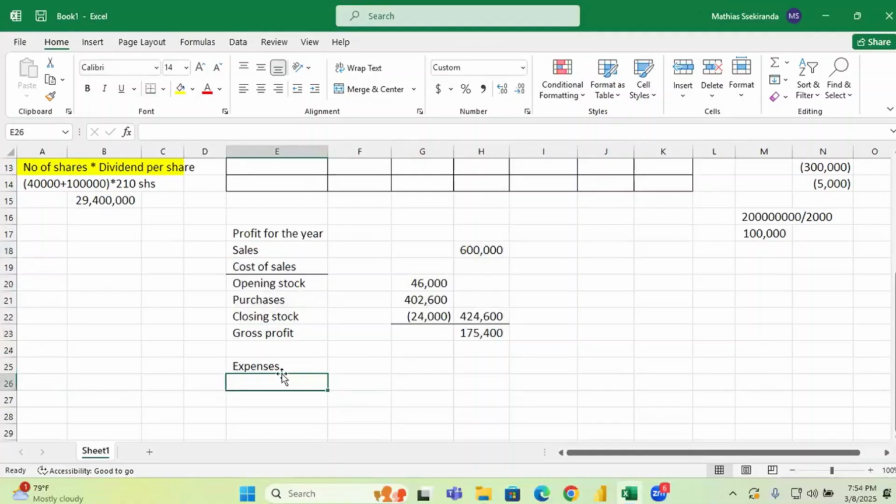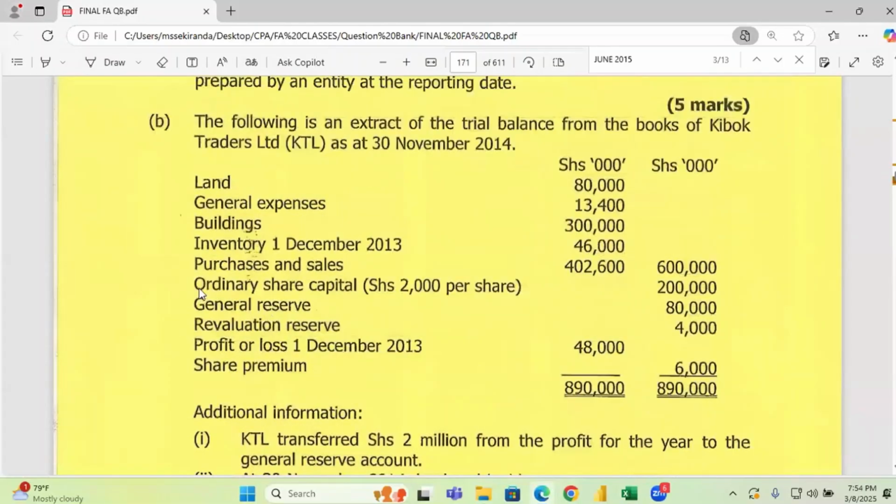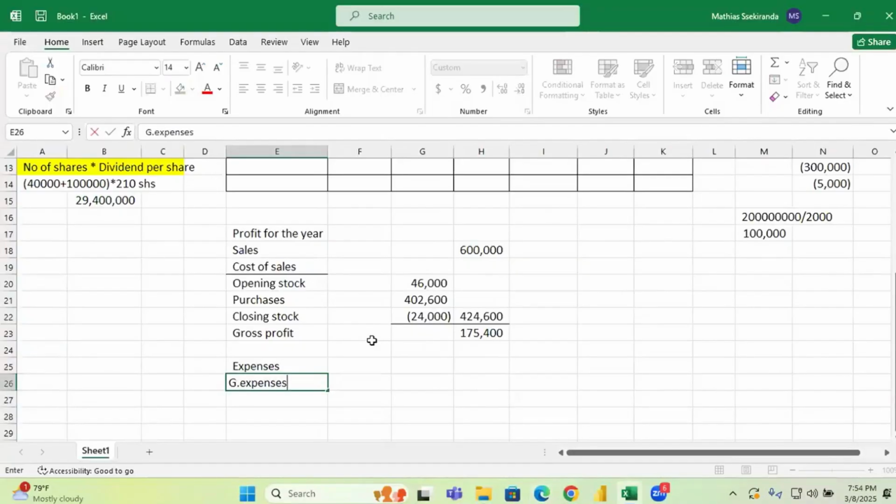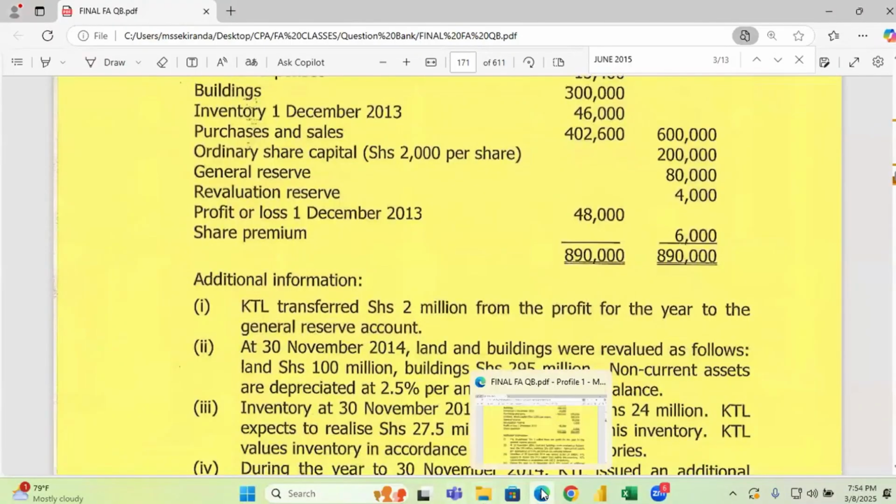So when you look at the expenses that were given, we have general expenses here, 13.4, our second item. They didn't give us any other expense, but we have depreciation. So we come here and do what?